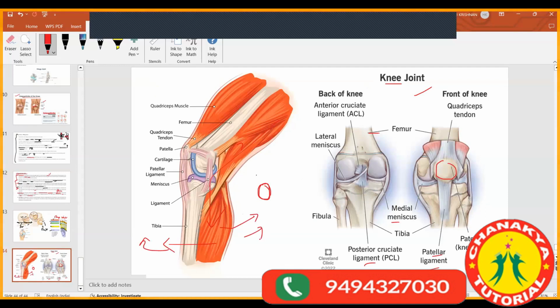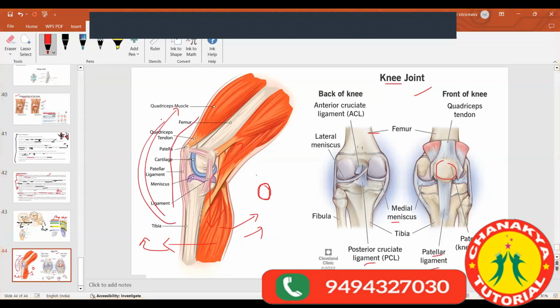You can move your knee, but you cannot bend it up like this. This is a joint, you cannot bend it up, but you can bend it this side, right? Getting what I'm trying to say? Yes, ma'am.